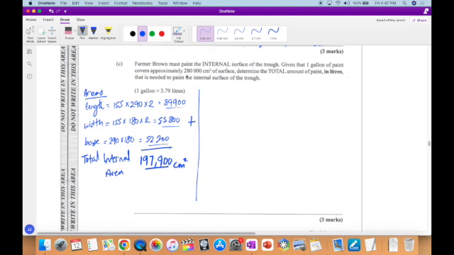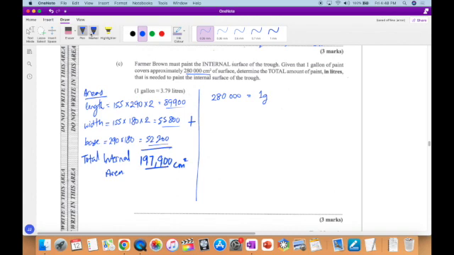Right, so given 1 gallon of paint covers approximately this, so that 280,000 is 1 gallon, right? That is centimeter cube, right, of surface. Determine the total amount of paint. So let me just work in gallons and we'll convert it to liters after.